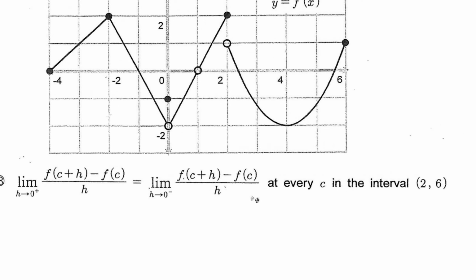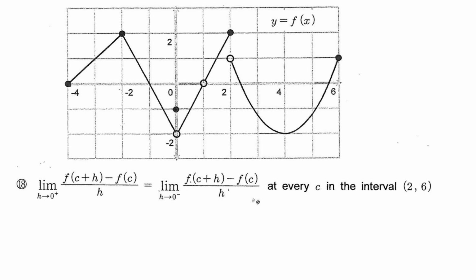Question 18 is very similar to question number 17, so we're still looking at the interval 2 to 6. Here's the interval 2, and here's the interval 6, so we're looking at this interval. If I look at the graph in that interval, this is the graph that does exist in that interval, and we're not including the endpoints.